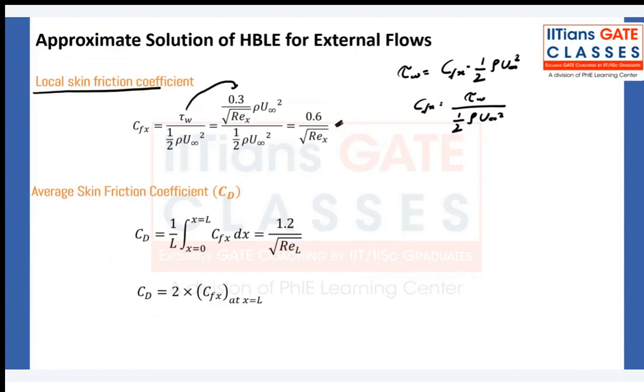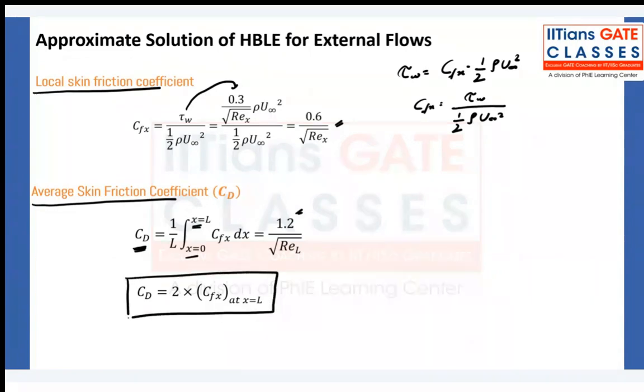Again, in order to find the average skin friction coefficient, which is designated by C_D, I am going to integrate that from x equals 0 to x equals L, and I will get 1.2. So again, it is the same as the shear stress we have done. It is 2 times the local skin friction coefficient at x equals L. So whenever you calculate your Reynolds number, you will put x equals L. Okay, is this clear?